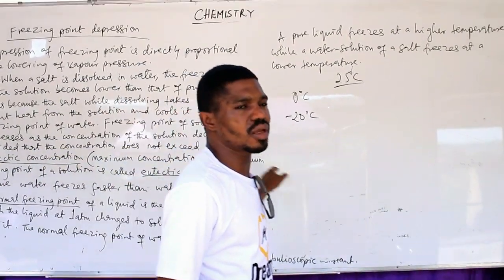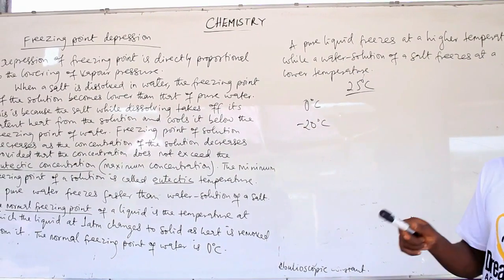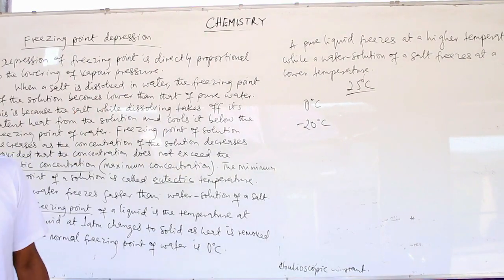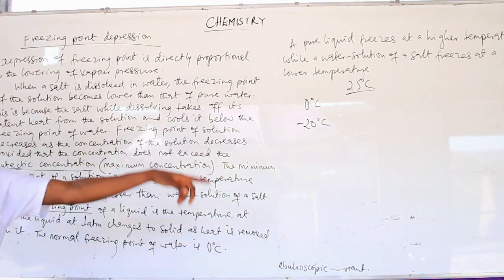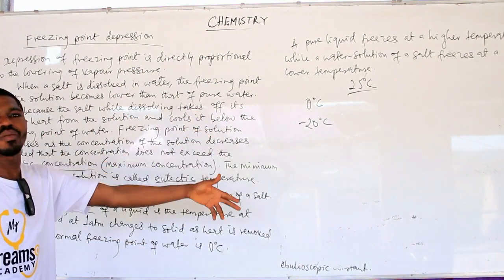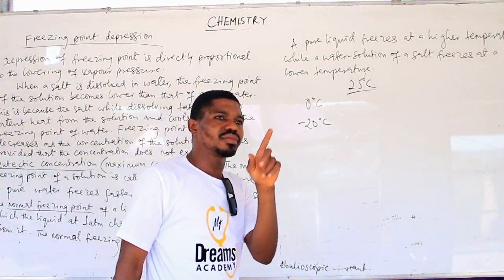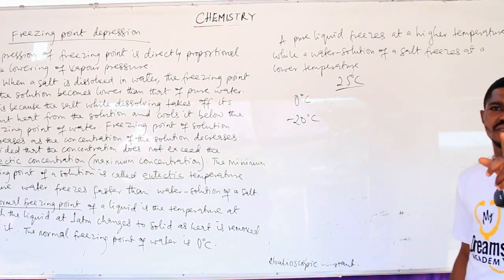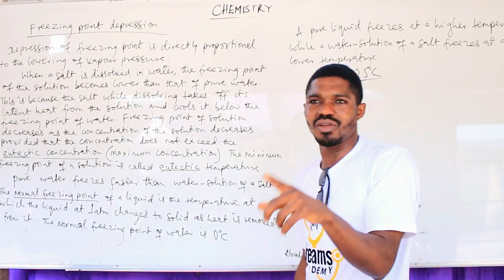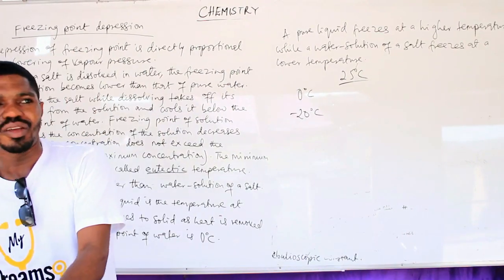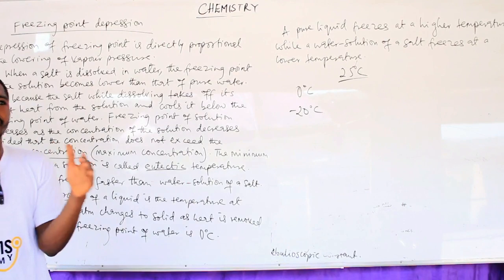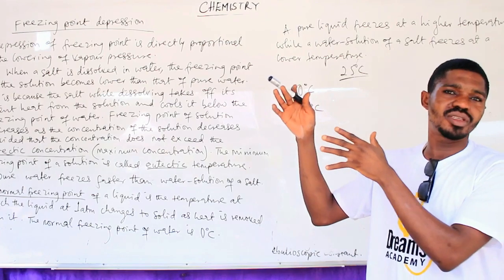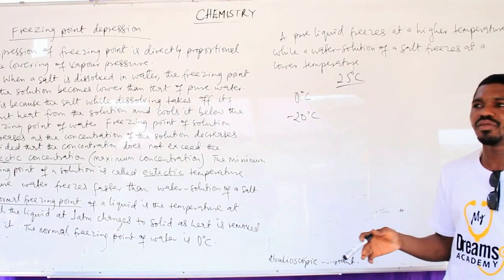That is why you must ensure that you don't exceed the maximum concentration that the solution should contain. So freezing point depression is directly proportional to lowering of vapor pressure. The more you lower the vapor pressure, the more you depress the freezing point. So in summary, always remember that a pure liquid freezes faster than a solution that contains non-volatile solute dissolved in it. Such as if you compare pure water and seawater, pure water will freeze faster compared to the rate at which seawater will freeze. Very important that we must know.